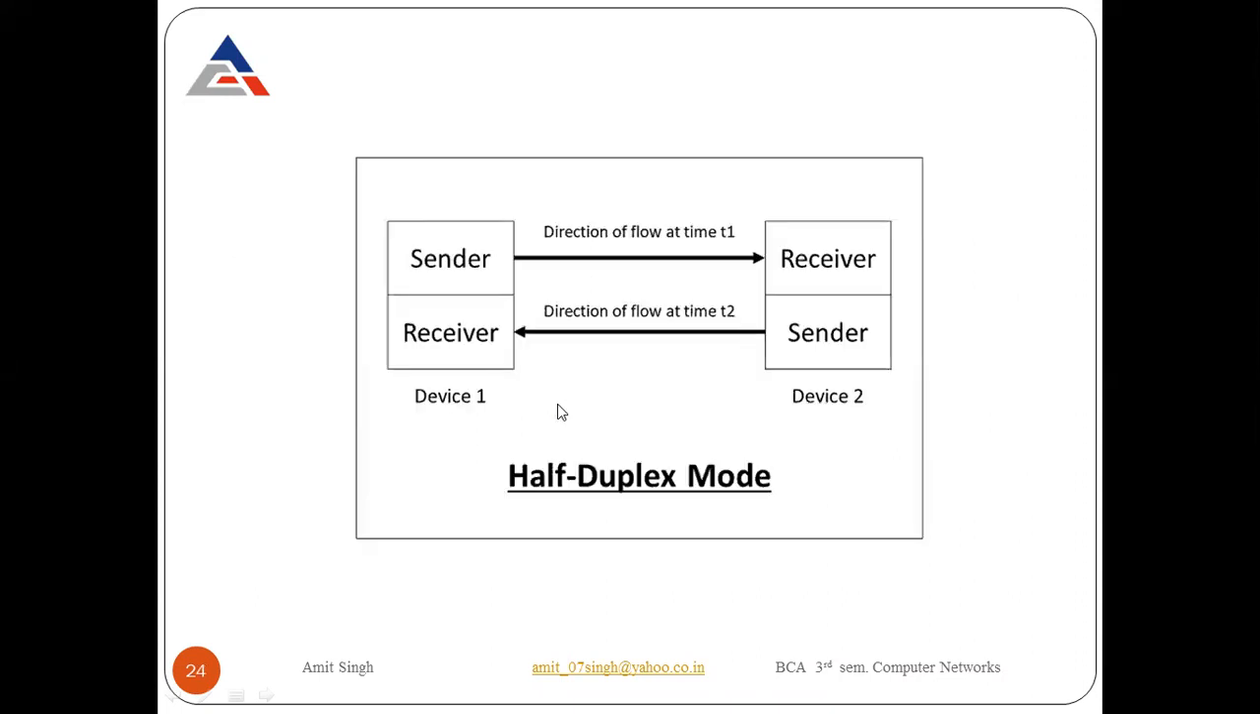Now look at the diagram. Device 1 is there, device 2 is there. At t1, device 1 is the sender and device 2 is the receiver. What it means, device 1 sends the data, device 2 receives the data. At the next time, t2, device 1 becomes the receiver and device 2 becomes the sender. So device 1 is also a sender and also a receiver. Same in the case of device 2, it is also a sender and also a receiver, but the difference is that they become sender and receiver at different times. Clear?